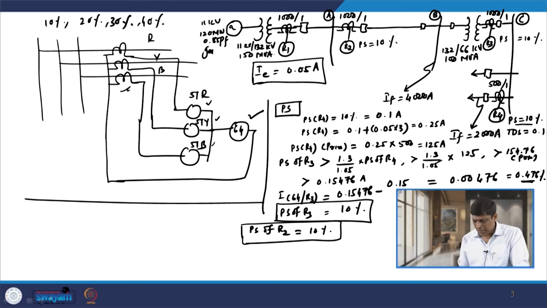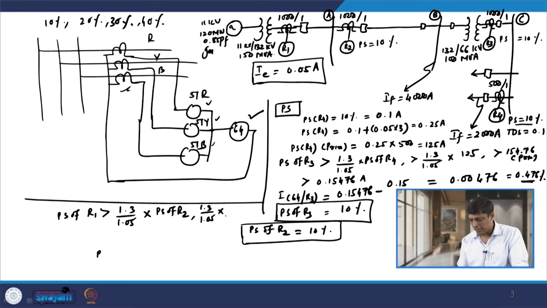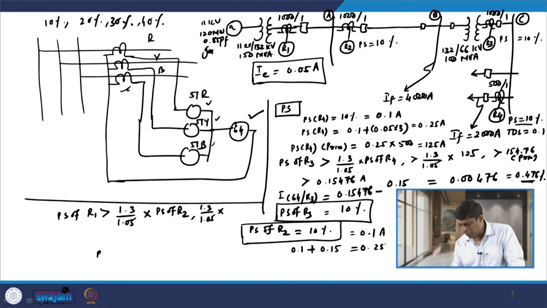Now, let us decide the plug setting of R1. The plug setting of R1 is given by greater than 1.3 into 1.05 into the plug setting of R2. Now, what is the plug setting of R2 given? That is 10%. So, 10% means this is 0.1 ampere. If I add again the CT excitation current 0.15, then it becomes 0.25 ampere.